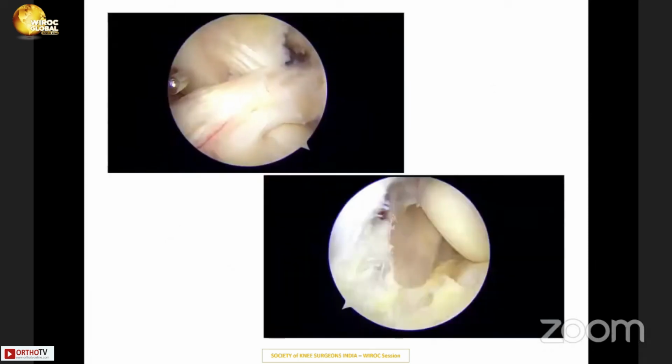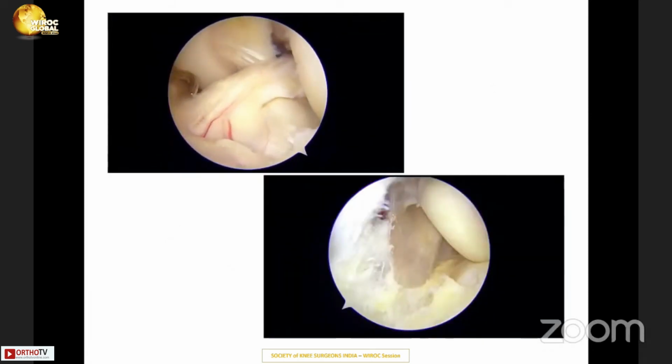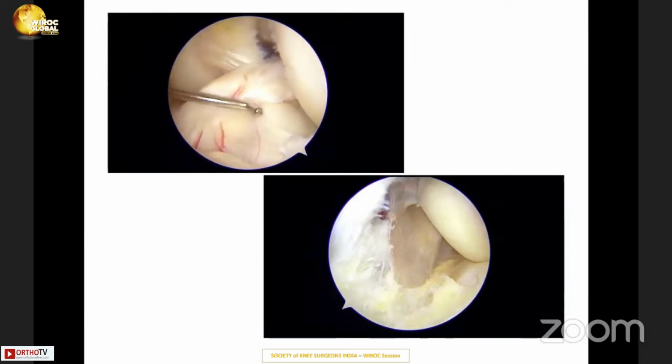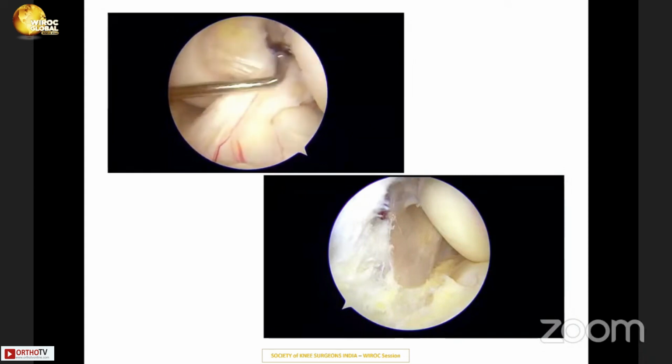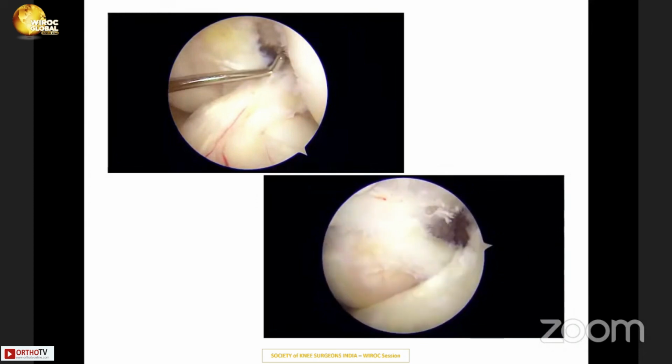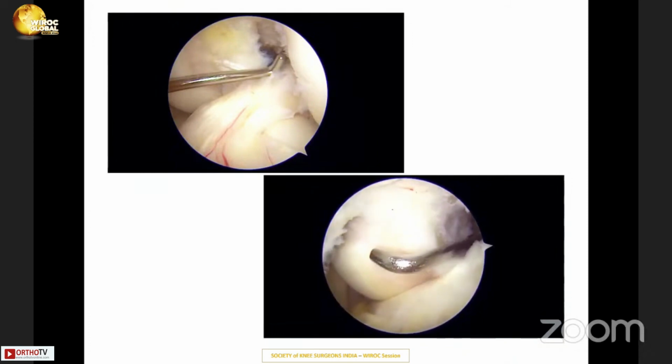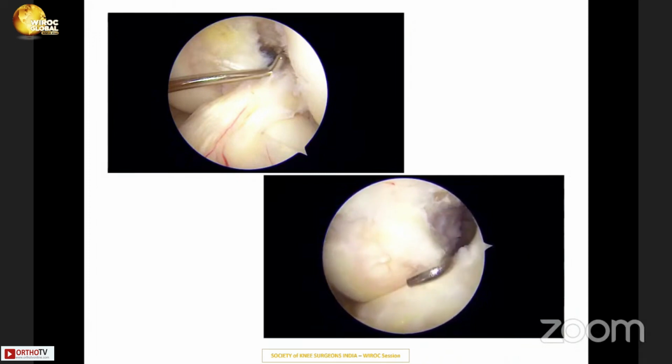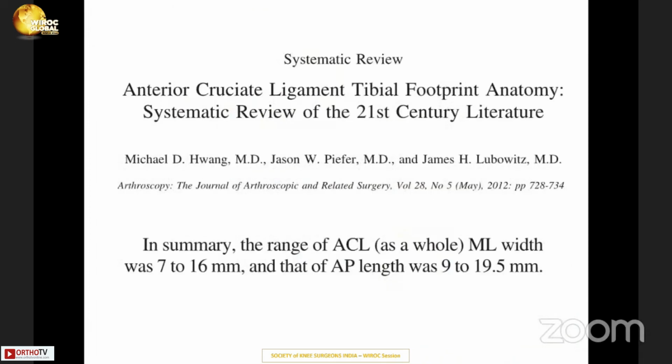So going back to the basics, the footprint of the ACL as we see on the tibial side is not circular. It's somewhat rectangular in shape and quite wide compared to a circular tunnel. Even if you see a normal ACL from the posteromedial portal, the femoral side attachment is also quite huge, and it's a fan-shaped attachment going from the superior to the inferior aspect. So the circular tunnels we make may not be able to cover the whole footprint.